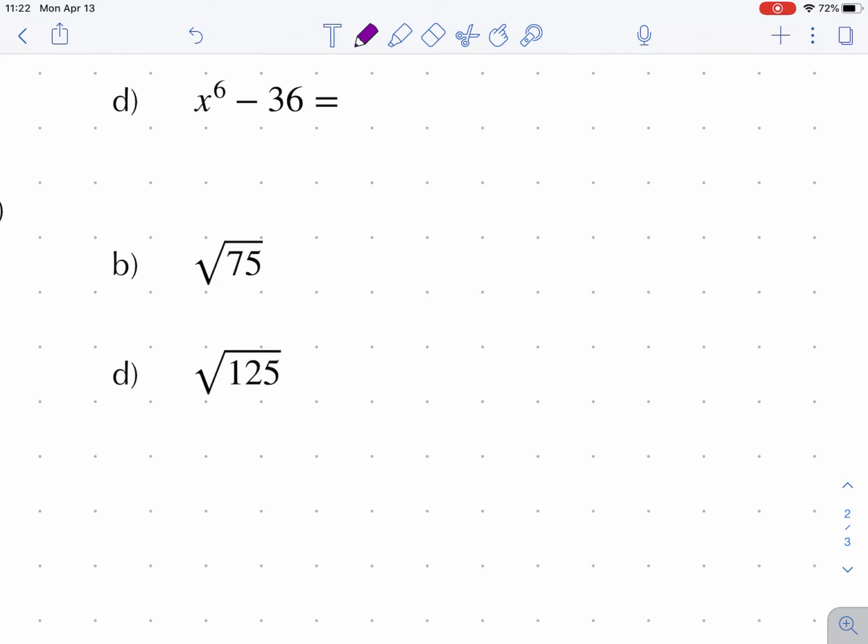The last one, x to the 6th power minus 36. Again, that is a difference of perfect squares. Any variable to an even power is a perfect square. And that is a perfect square. So 2 binomials, plus minus. The square root of x to the 6th is x cubed. We divide the power by 2. So we have x cubed plus 6, x cubed minus 6.